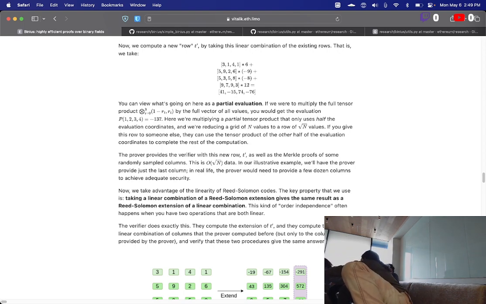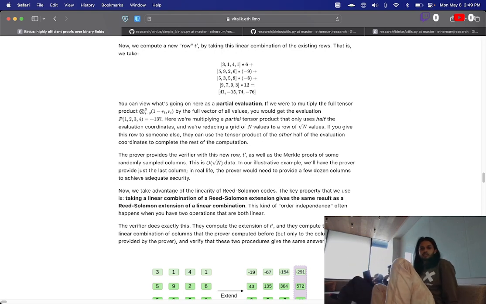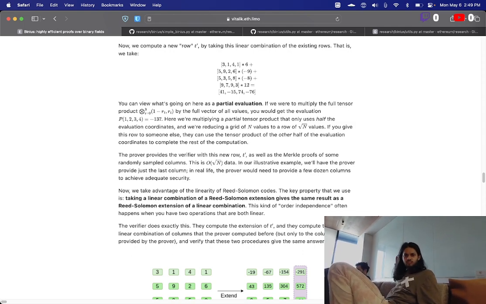So here he calculates 3141 times 6 equals 41, right? And then for each value, what is this multiplication he's even doing here? Oh, it's 3 times 6 plus 5 times negative 9 plus 5 times negative 8 plus 12 times 9. Okay, got it. Never mind. Yeah, I got it.